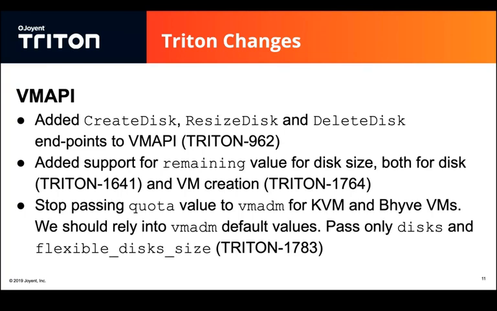And then, and not less important, we decided to stop passing the quota value to BMADM for KVM and bhyve VMs. I mean, because this value has no more meaning than the already set quota constants for KVM and bhyve VMs in BMADM. What we need to pass is the values for disks and flexible disk size, which is what is going to be used for real. So this is a small but important change in bhyve, so we don't try to override quota, or at least we don't let the user think that we are allowing it.